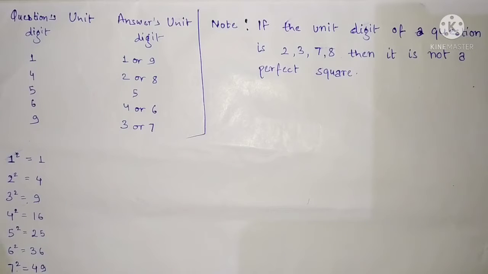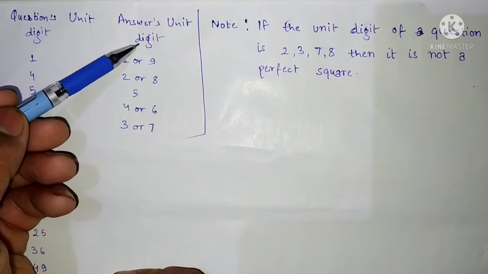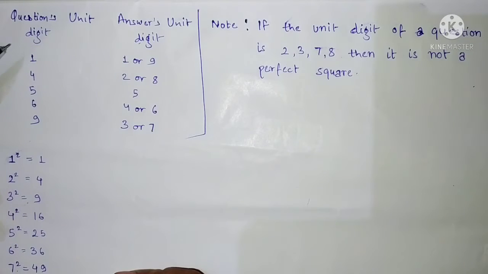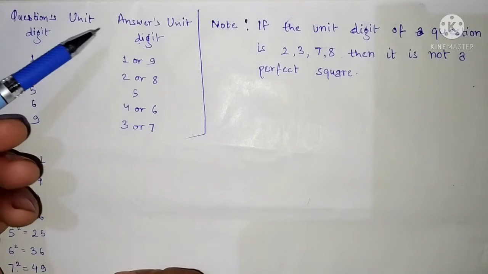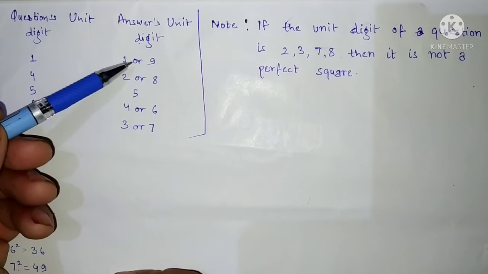Today we are going to continue our previous topic from yesterday, which is how to find the square root of a number. I already gave you the images of the note which I have written, which shows the question's unit digit and the answer's unit digit. If the question's unit digit is 1, the answer's unit digit must be 1 or 9.